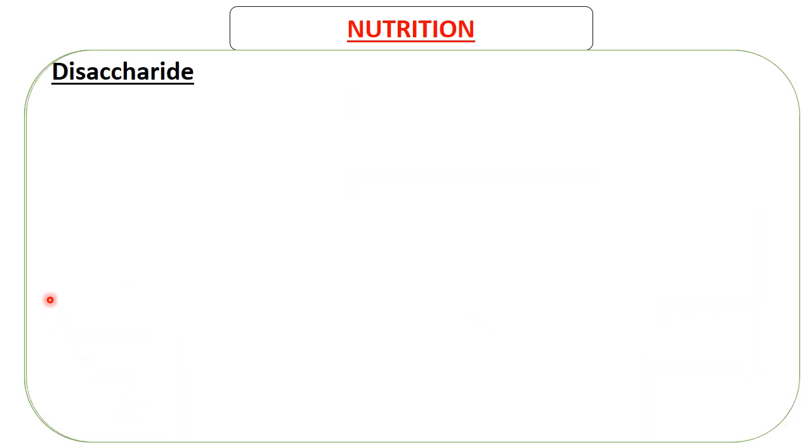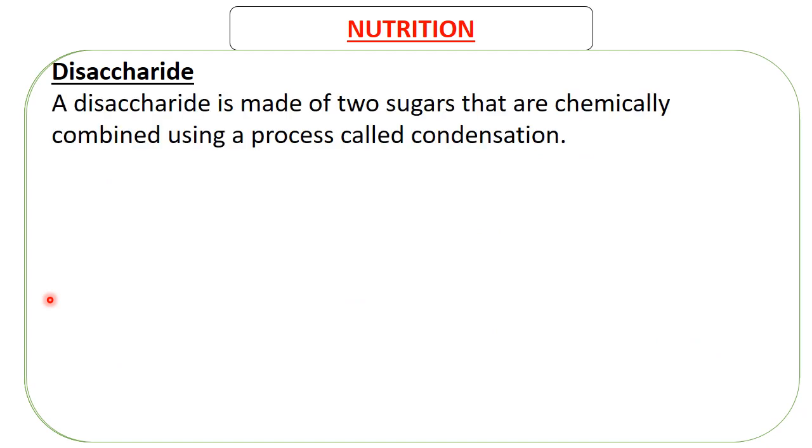So the next are disaccharides. A disaccharide is made of two sugars that are chemically combined using a process called condensation. So if you combine fructose and glucose, you're going to get a disaccharide. The process that is used to combine these is called condensation.